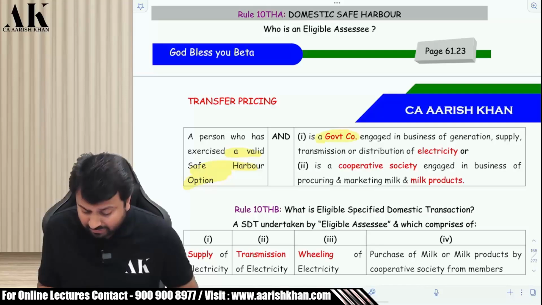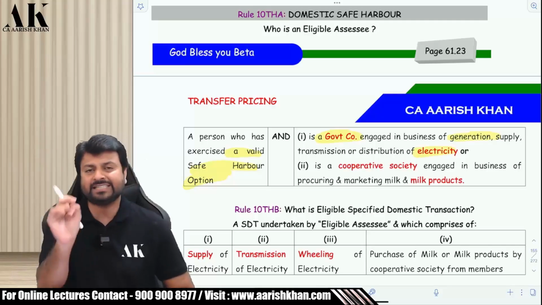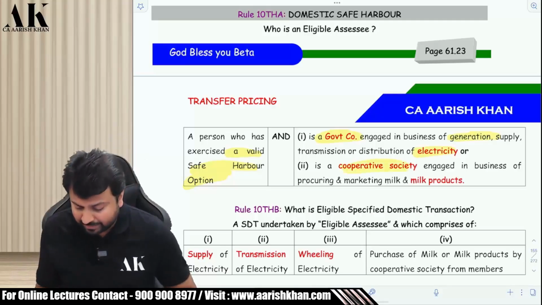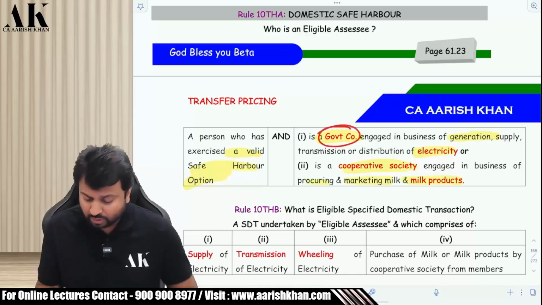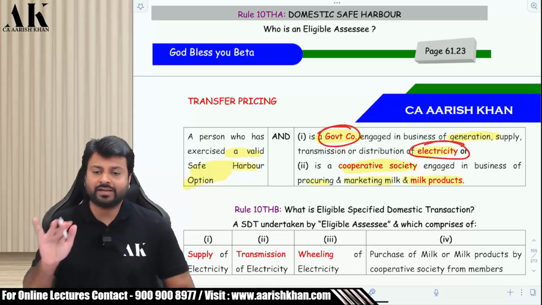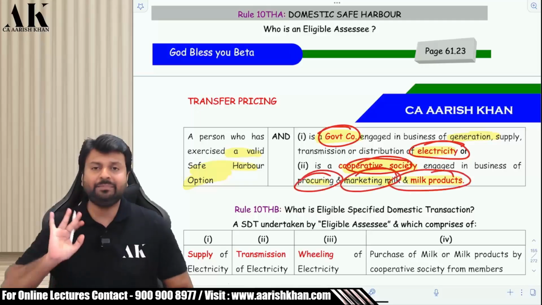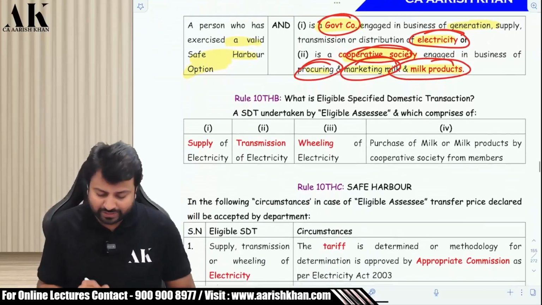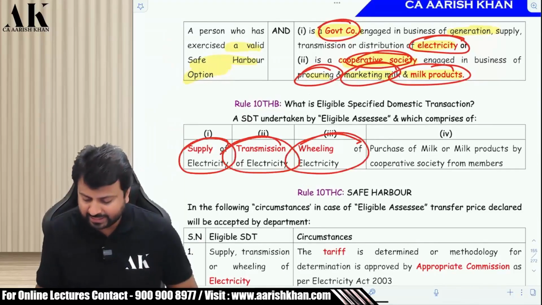It is applicable to a government company which is engaged in the business of generation, supply, transmission or distribution of electricity. So it is applicable to those government companies in the electricity business, and it is also applicable to a cooperative society which is engaged in procuring and marketing milk and milk products. Only applicable for these companies. So as you can see, a government company engaged in supply, transmission or wheeling of electricity, or a cooperative society engaged in purchasing of milk or milk products, for them it is applicable.